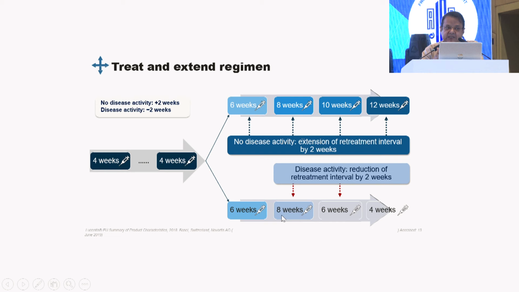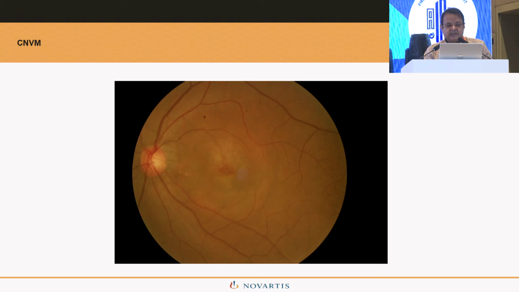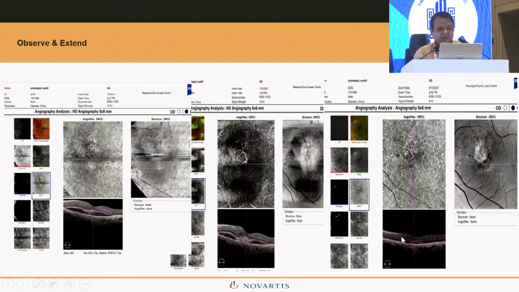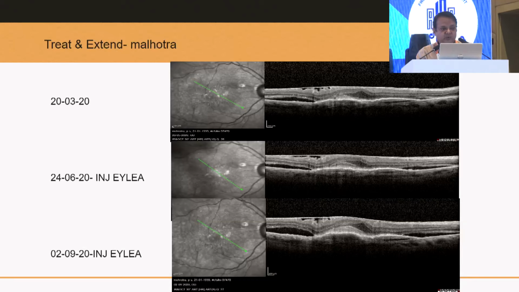This is one of the examples. You can see this is a subfoveal CNVM with fluid here and a yellowish-white lesion. We injected this patient and followed treat and extend. After injection one the fluid has gone, and after the third injection the fluid has disappeared. These are OCTA pictures showing the CNVM. After one injection the size of the CNVM has reduced, and after the second injection the CNVM has disappeared and only mature vessels remain.